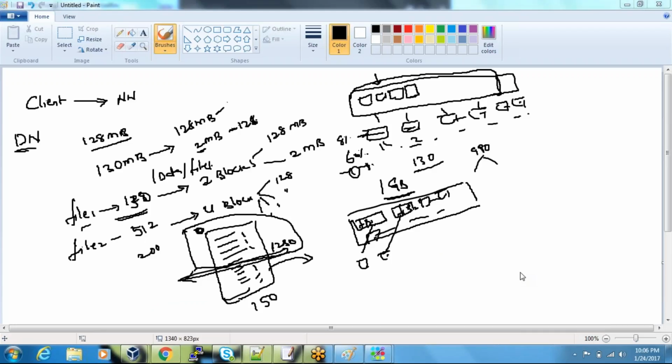Yes, Sandeep, we cannot modify the file in HDFS. You can append data to HDFS. Once you load the data into HDFS, it is read only, but you can append. In Hadoop 2 onwards, there is something called append to file. You can append data to existing data, but you cannot modify the existing data.